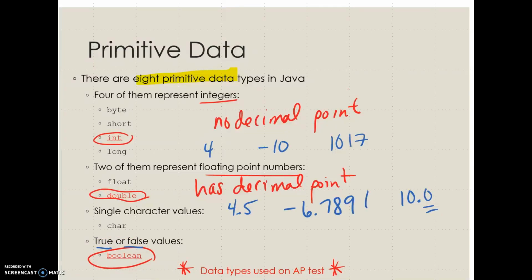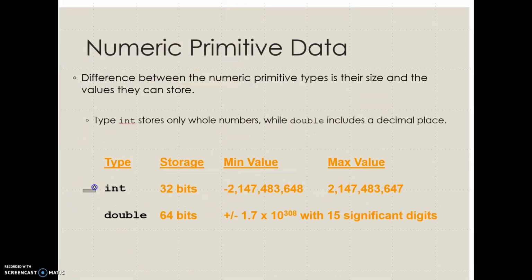Now, with this numeric primitive data, you might be wondering, why in the world do we have 4 different versions of these? Essentially, the differences of these is how much storage they take up. Now, the two that we need to be familiar with are int and double. And an int is a 32-bit number, and a double is a 64-bit number. The bigger the number, the more places that it can hold. Now, we don't need to memorize this, it's just useful information for those of you that might be curious.